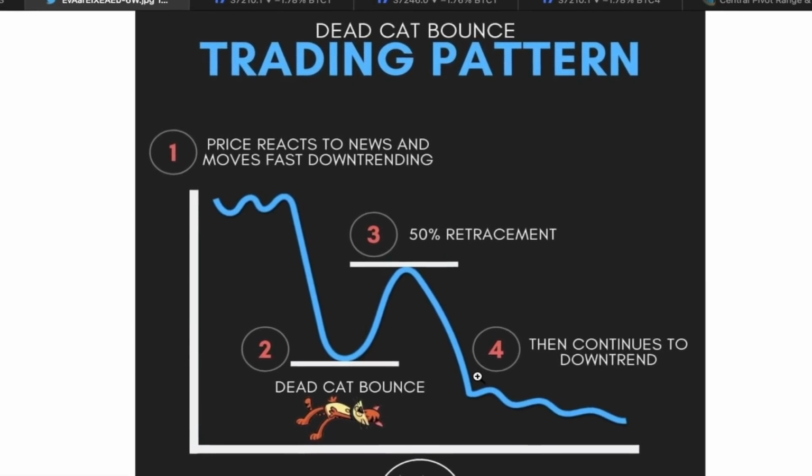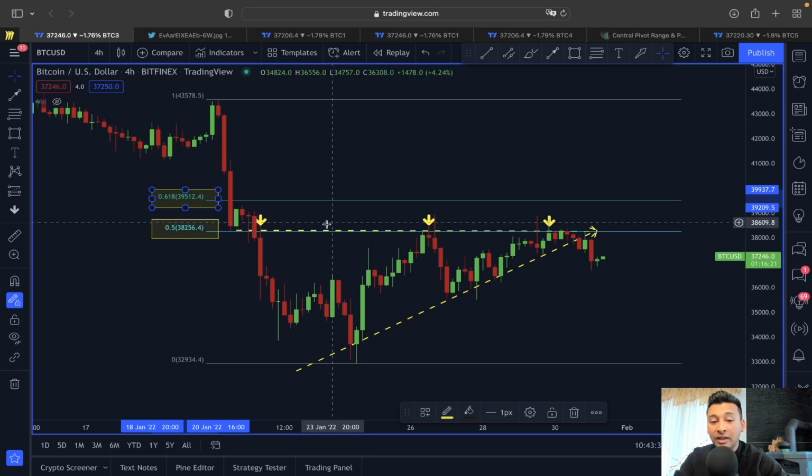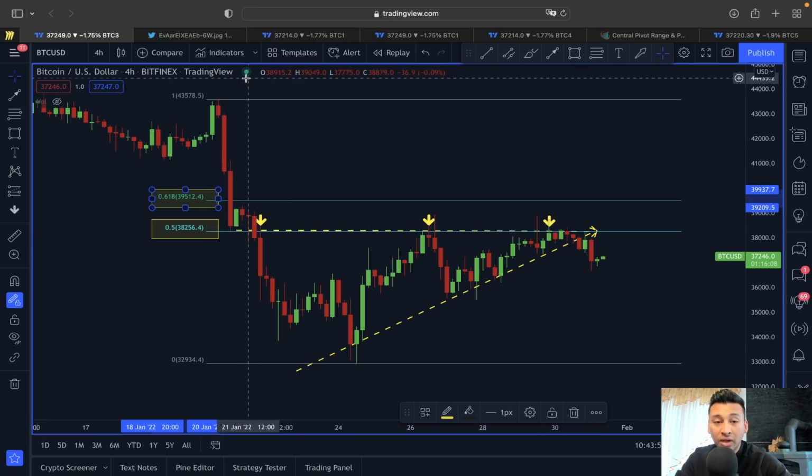and then continues with this downtrend. And in our case, you can see not just the upper line area of this ascending triangle acted as a resistance, even though it looked like a bullish scenario, also the 0.5 Fibonacci line acted as a resistance around 38,200 price range.